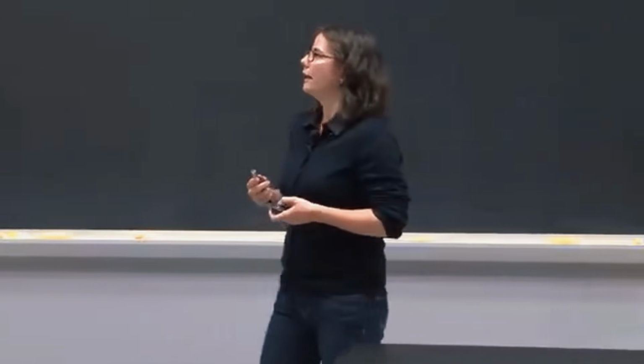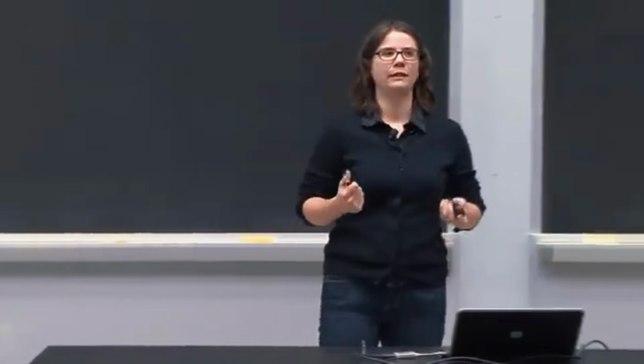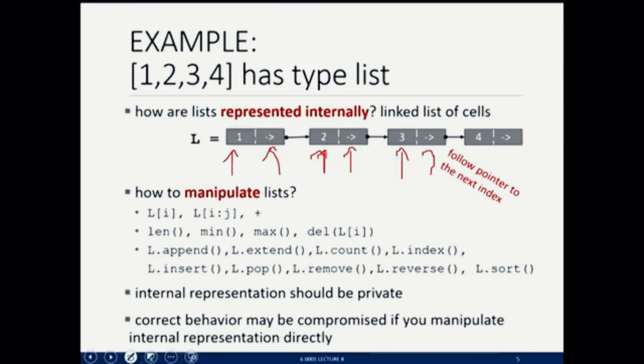Okay? How you manipulate lists, we've done this a lot, right? You can index into a list, you can add two lists together, you can get the length, you can append to the end of a list, you can sort a list, reverse a list, and so many other things, right? So these are all ways that you can interact with the list object as soon as you've created it.